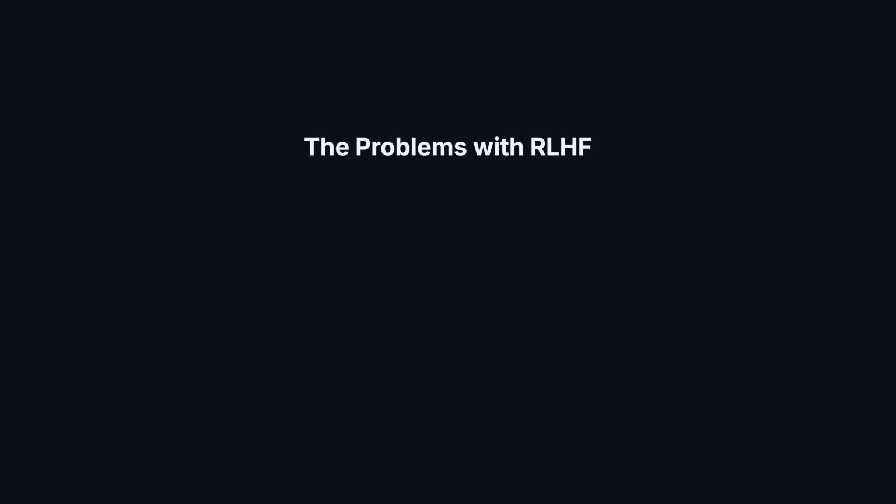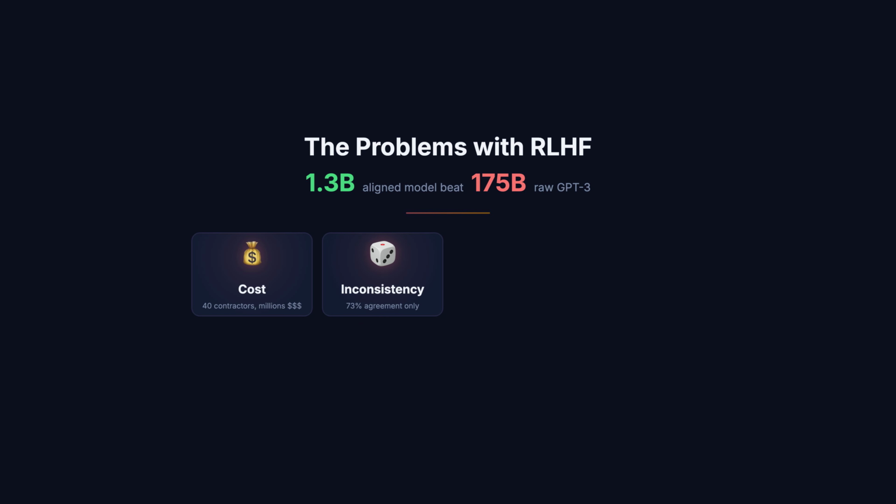RLHF works. InstructGPT proved that a 1.3 billion parameter model aligned with RLHF was preferred by humans over the raw 175 billion parameter GPT-3. But it has serious problems. Cost: OpenAI hired 40 full-time contractors just for labeling. At scale, annotation costs run into millions.